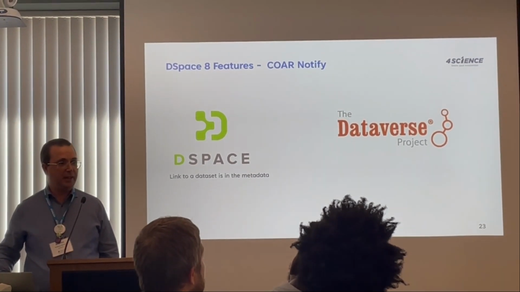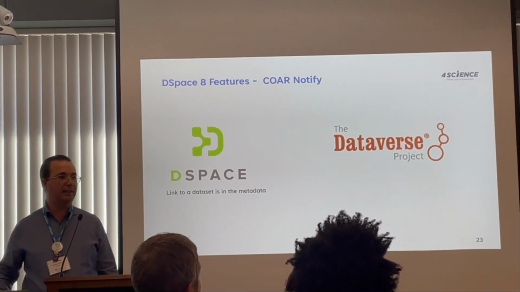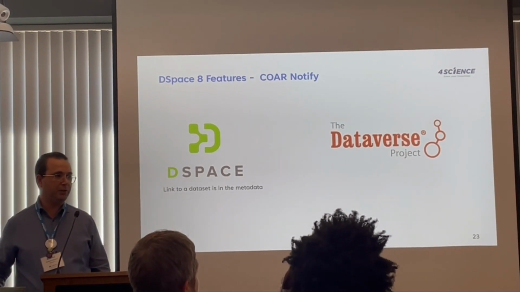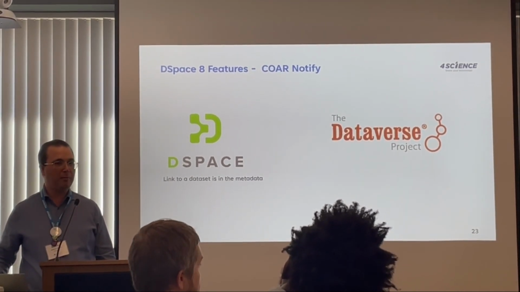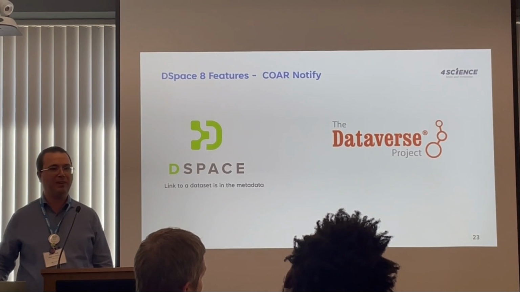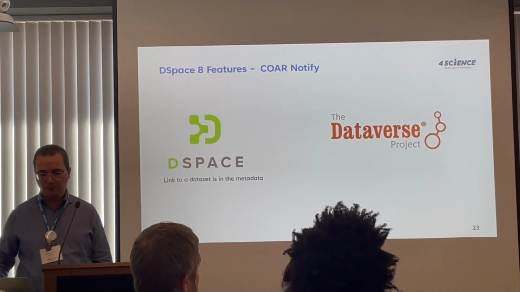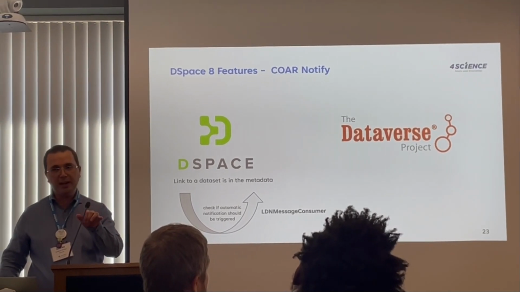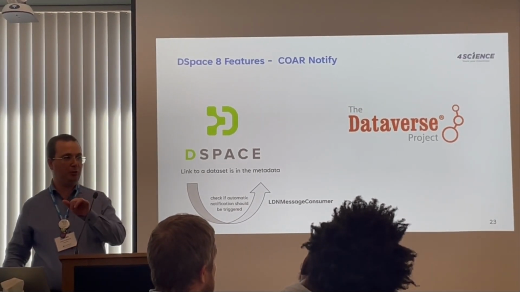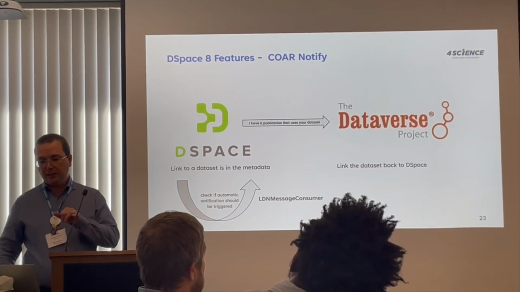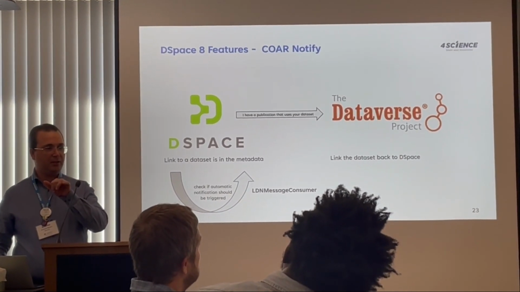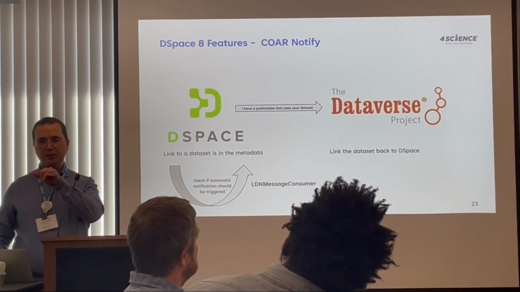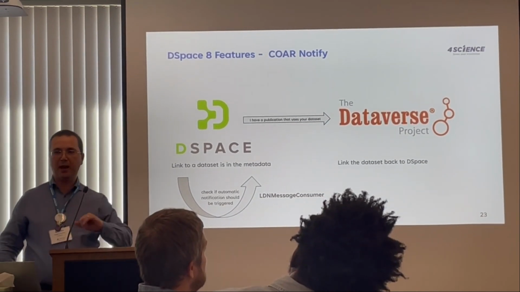But what is the idea? DSpace can add a link to a Dataverse dataset. So you have a publication in your DSpace repository, you have a dataset in Dataverse. And DSpace will recognize this URL and send a message to Dataverse. Dataverse will receive this message and say, okay, I can process this link, and will create a link back to DSpace.